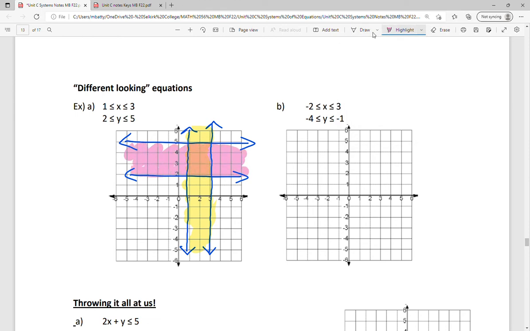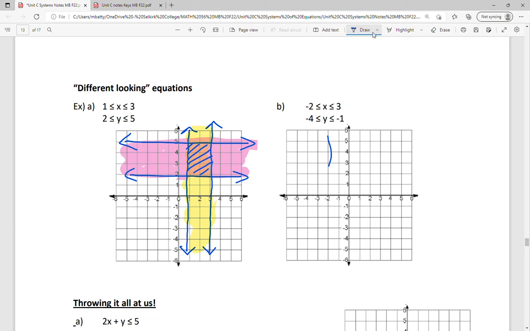So what we've done is make a nice gingham or tartan or plaid thing here. The region in this square in the middle is where they both overlap. And so that would be the solution to this. Give this one a try. Again, they're just different looking equations, but that idea of where the regions overlap is what we're after for these. So, which values make both of them true at the same time.